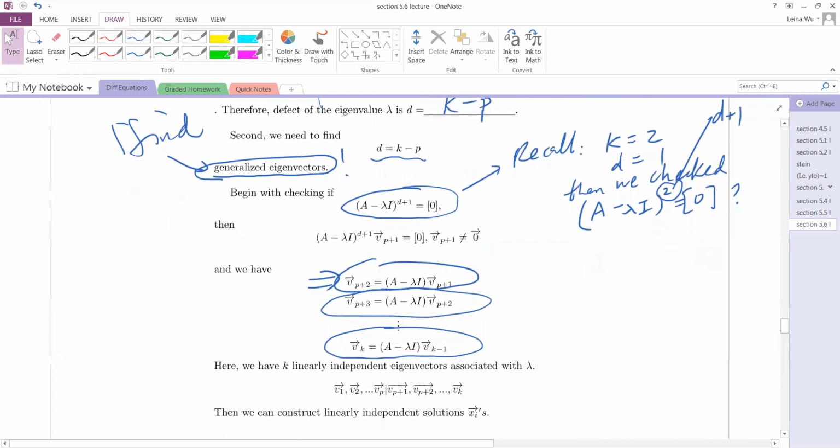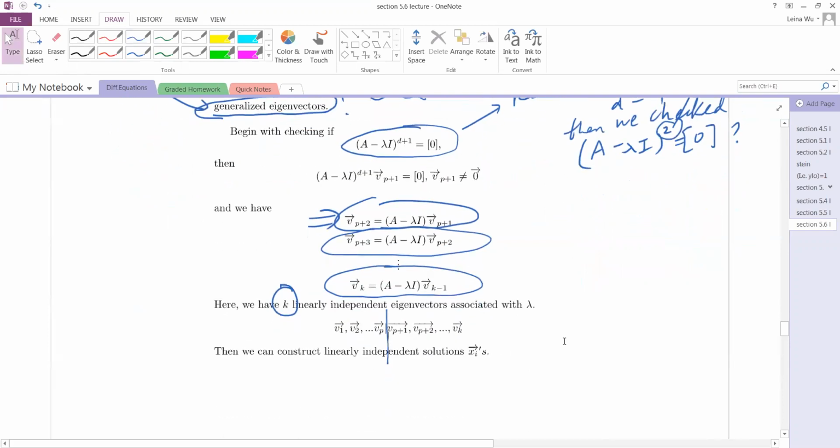So over here, you can look for the k linearly independent eigenvectors associated with the lambda by putting them into two groups. The first group, from v1 to v sub p, these are the ordinary ones. And then the second group, from v sub p plus 1 to v sub k, these are the generalized ones. And each one of these generalized eigenvectors is related to each other.